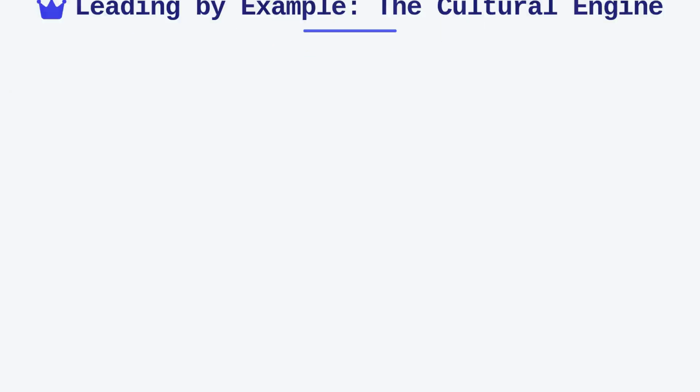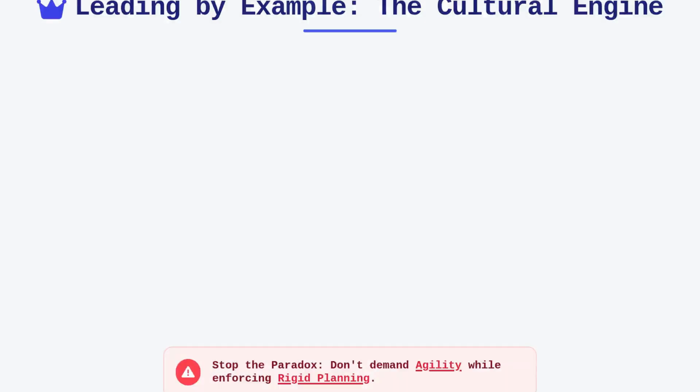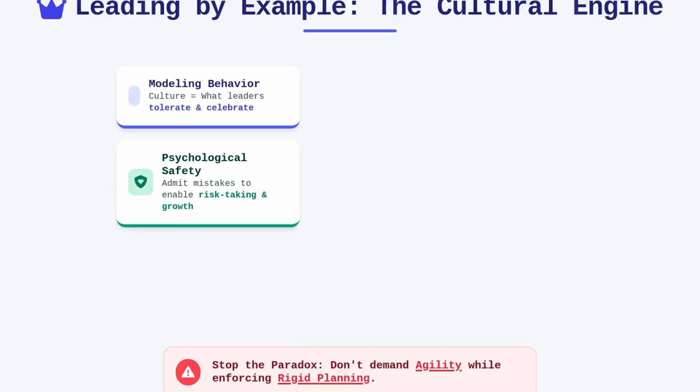Modeling desirable behaviors is the most potent tool you have, as culture is essentially a reflection of what leaders tolerate and celebrate. If you demand agility but prioritize rigid, monolithic plans, the organization will naturally gravitate toward the path of least resistance. You must lead by example, which means demonstrating transparency, humility, and a relentless focus on customer value in your own daily interactions. When you openly admit to making a mistake or explicitly ask for feedback on your own performance, you signal that the organization is a safe place for growth.